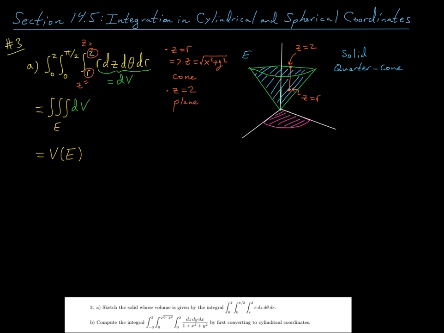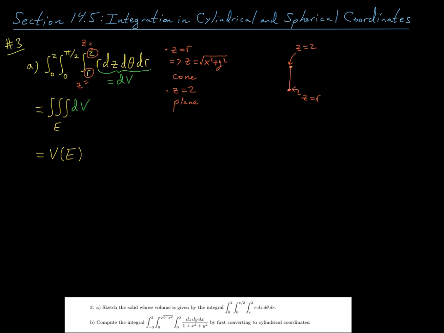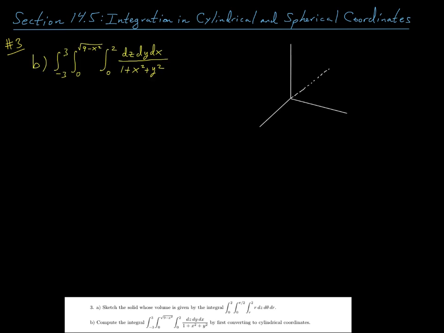Okay, great. So now let's go ahead and look at part B. And this is asking us to compute this iterated integral here. And again, let's start by sketching the domain of integration. So z is varying from the xy plane, at 0, and then up to the plane z equals 2. And then for x and y, we're letting y vary next from 0 to the square root of 9 minus x squared.